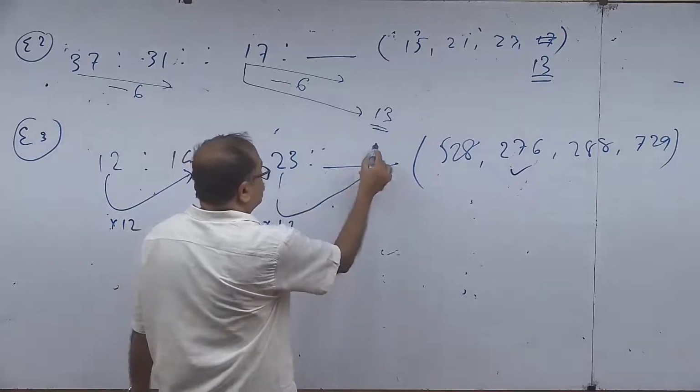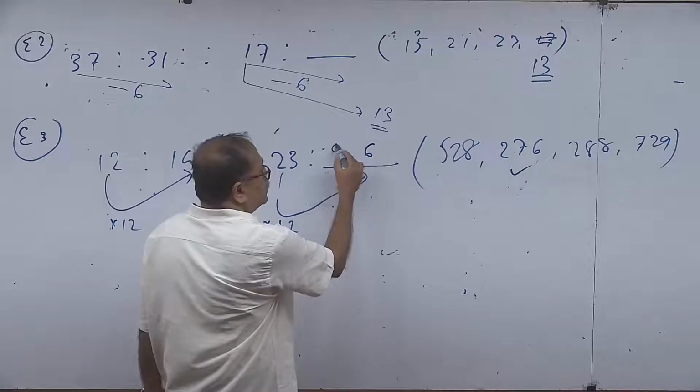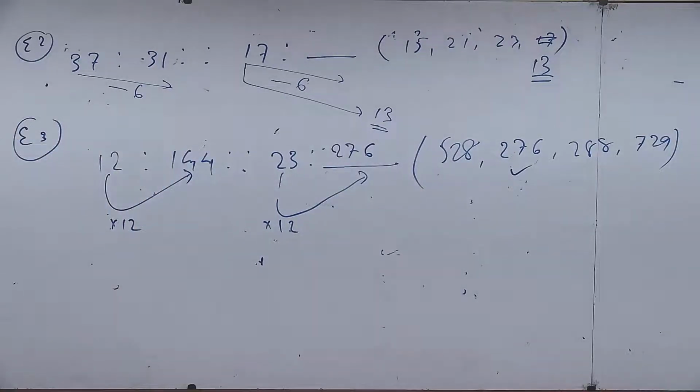12 times 3 is 36, carry 3, and 12 times 2 is 24, and 24 plus 3 is 27. You have rightly said, into 12.